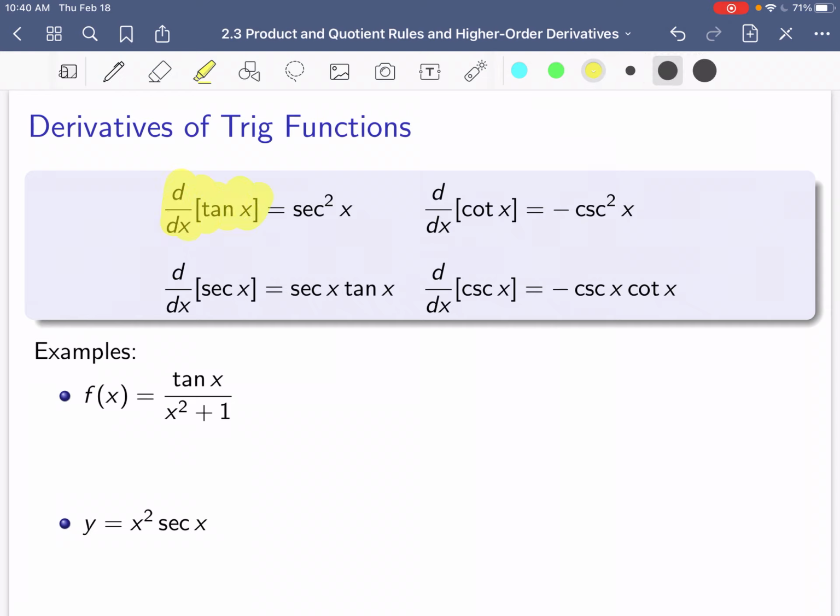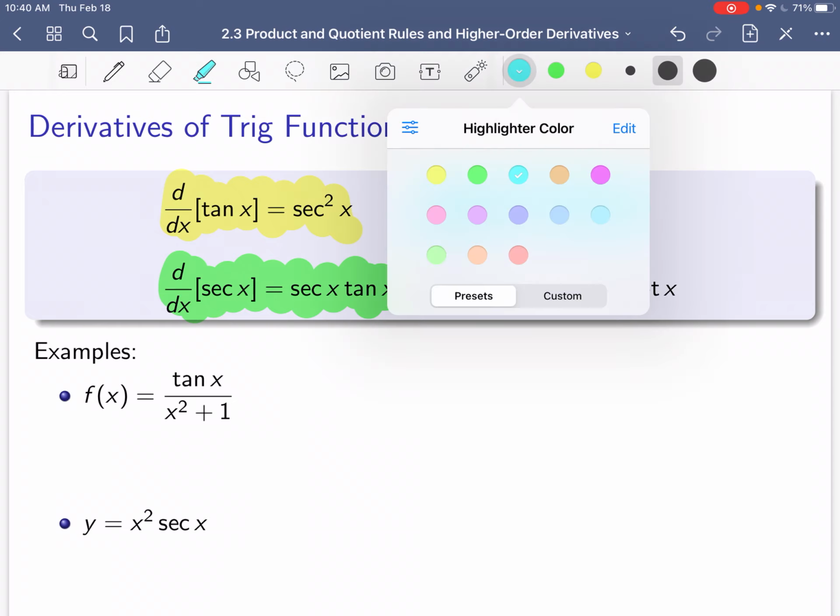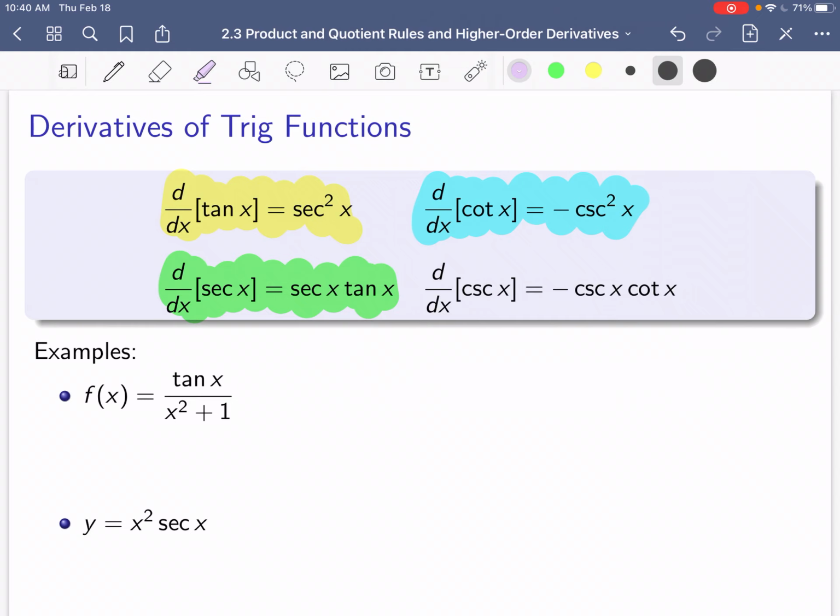The derivative of tangent is secant squared. The derivative of secant is secant x tangent x. The derivative of those cofunctions, cotangent, is negative cosecant squared. The derivative of cosecant is negative cosecant x cotangent x.